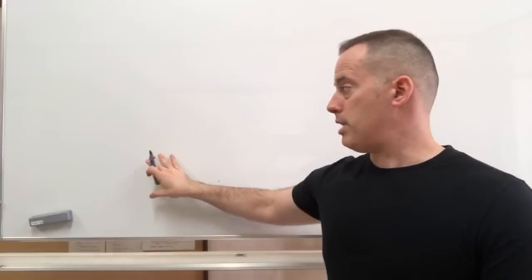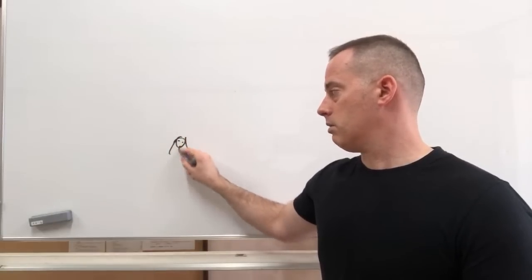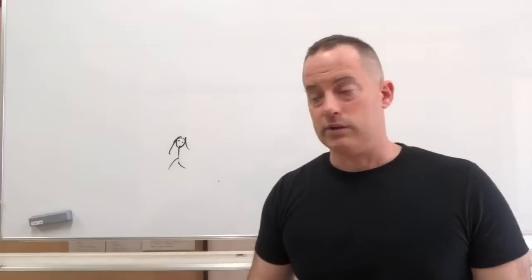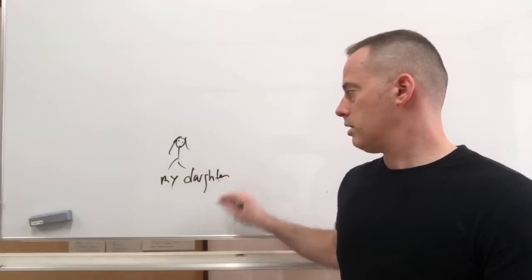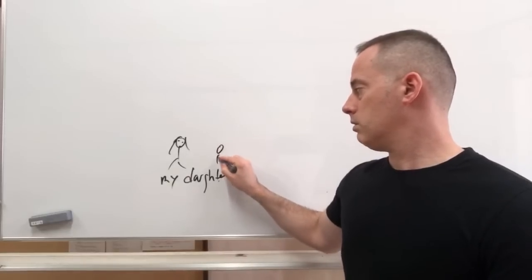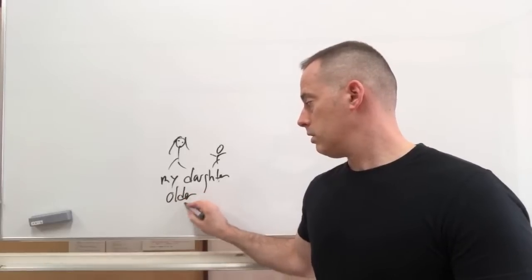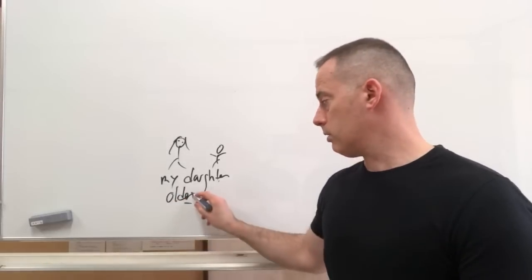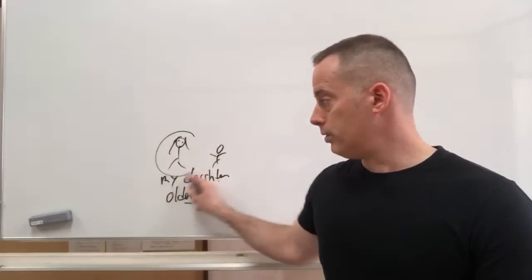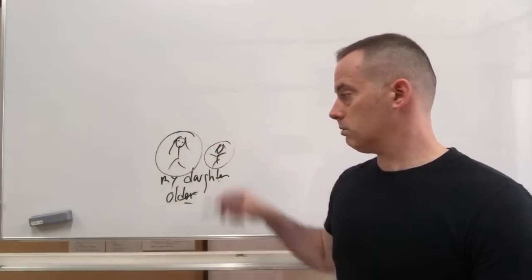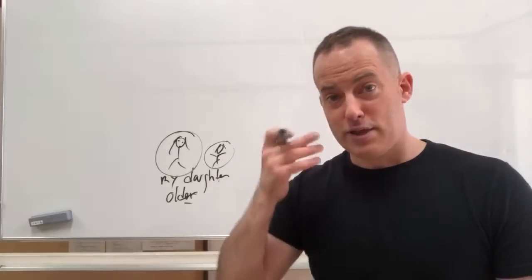But the basic idea, if I have, let's say I only have one daughter, and so this is my daughter. And if I have two daughters, then I have an older, so older daughter, and then the opposite would be what? So if this is my older daughter, then who would this one be? Let me know in the comments. I want to make this easy, but you should be thinking like a native.